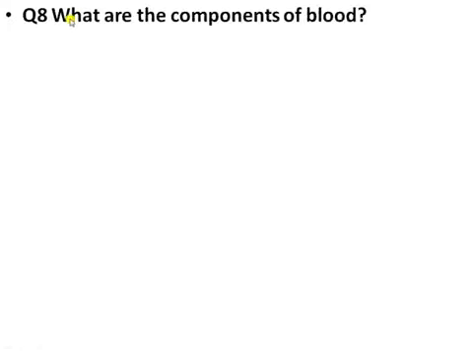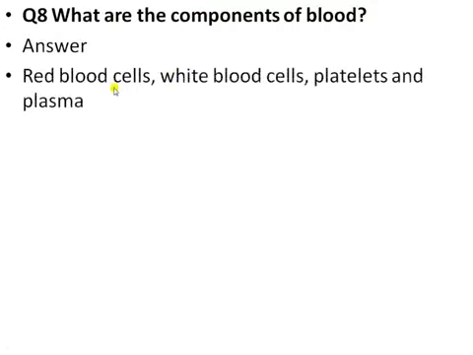Next question is, what are the components of blood? The components of blood are the cells and the plasma. Cells are the RBCs, white blood cells and platelets. And next is the blood plasma. RBCs, WBCs, platelets and blood plasma.